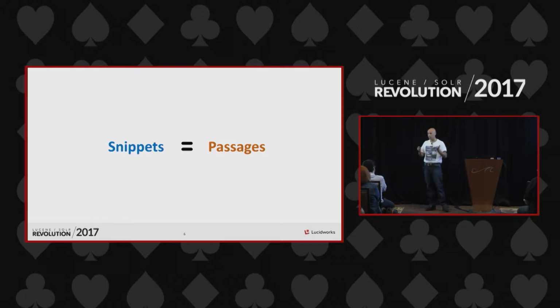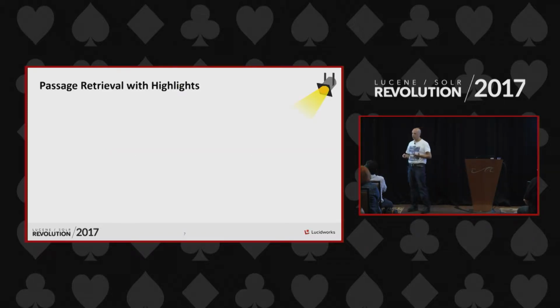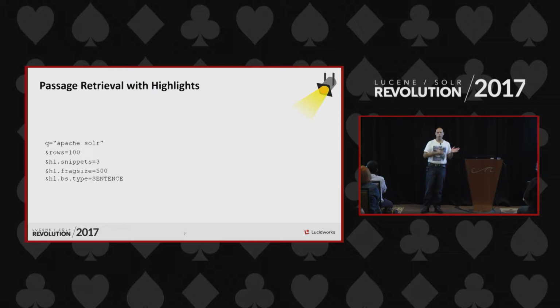So now the question is, can we use highlights for passage extraction? If you wanted to, how would it look? So assuming that we use Solr, here is a typical request. My query is Apache Solr, and I want to get back 100 documents. For each, I want to get 3 snippets. So snippets, highlights, passages, they are all synonyms. And each passage or each snippet, I want it to be 500 characters in length.